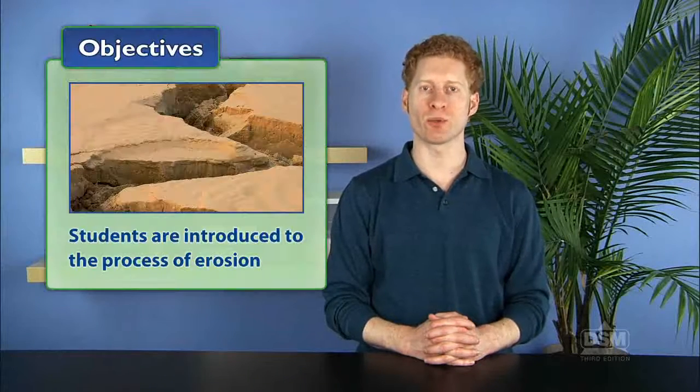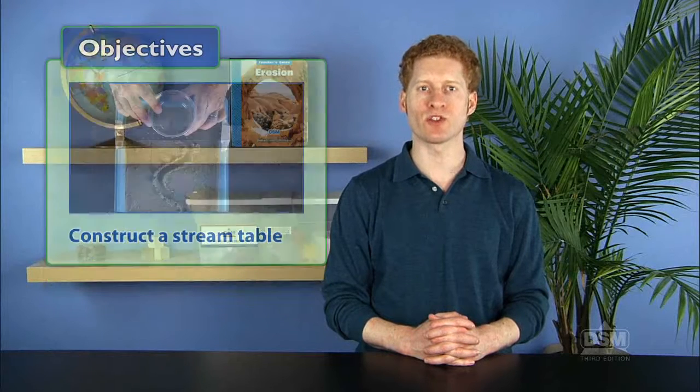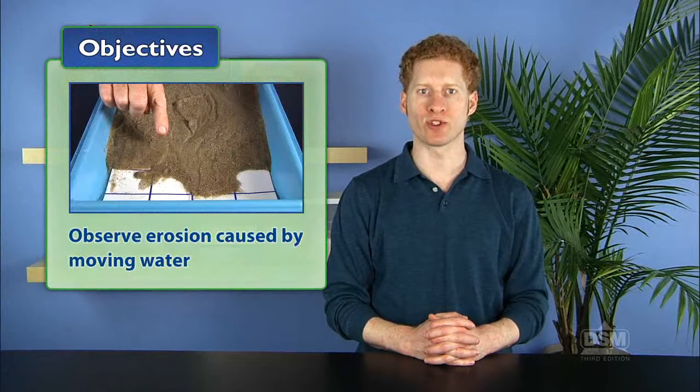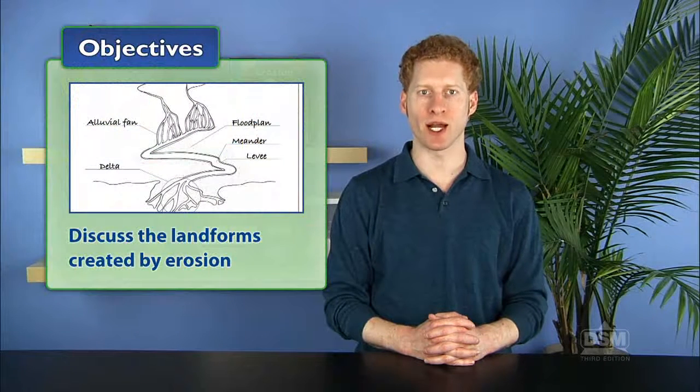In Activity 2, Erosion, students are introduced to the process of erosion. They first construct a stream table, then observe erosion caused by moving water. Finally, students discuss the landforms created by erosion.